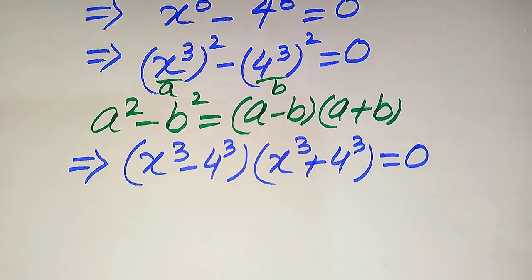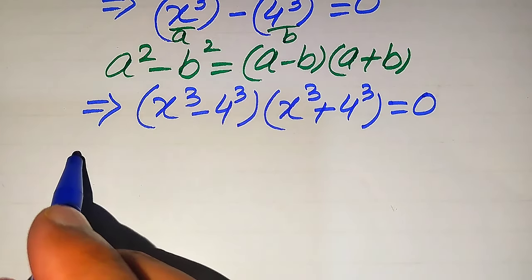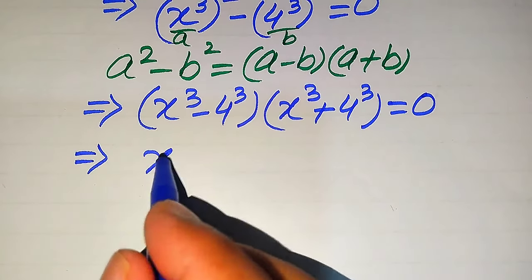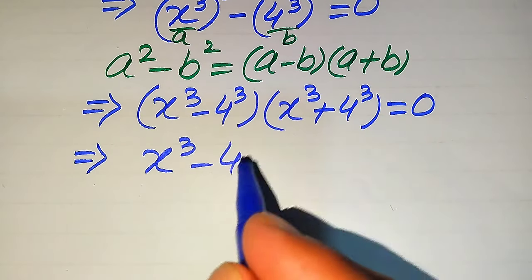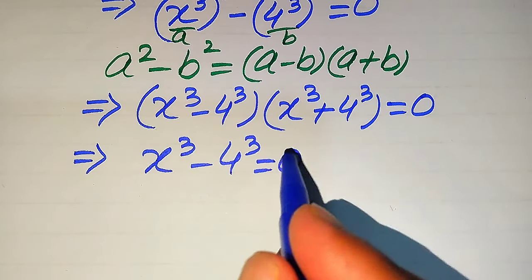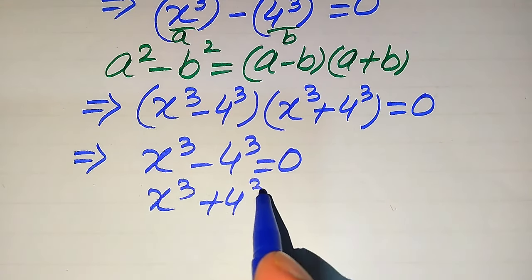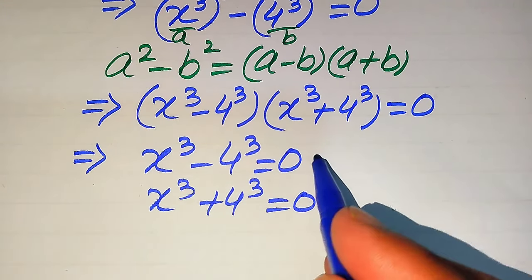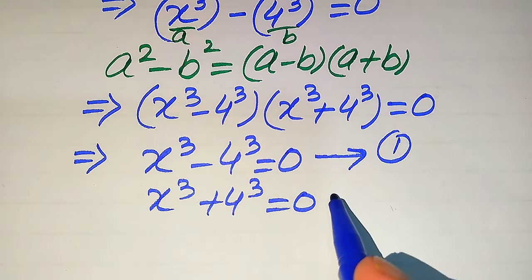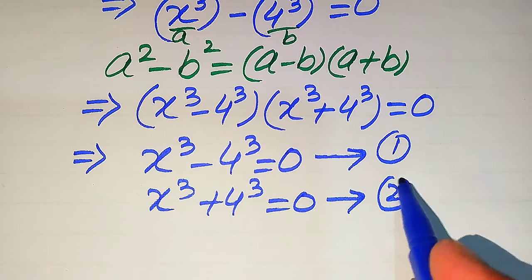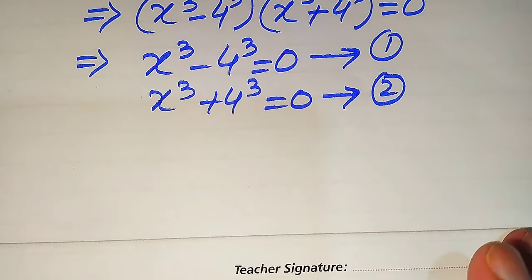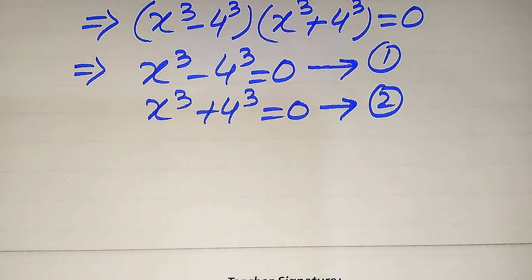And now we divide this equation into two cases. The first case is we write x cubed minus 4 cubed equals 0. The second case is we write x cubed plus 4 cubed equals 0, and we call this our equation number 1 and this our equation number 2. So we have these two equations. Now in the next steps we need to solve these two equations separately, and at the last we combine the roots of these equations.